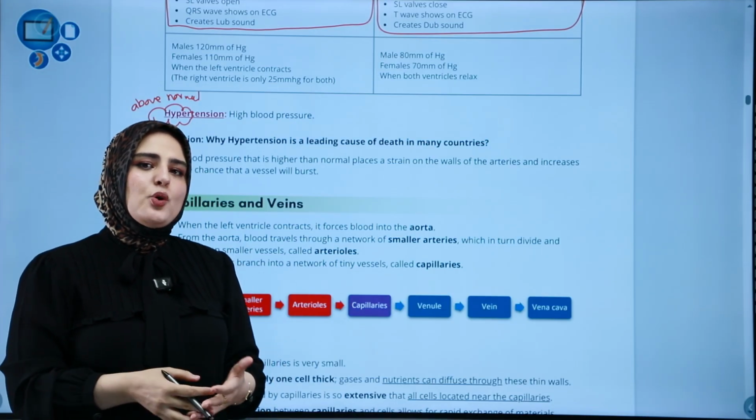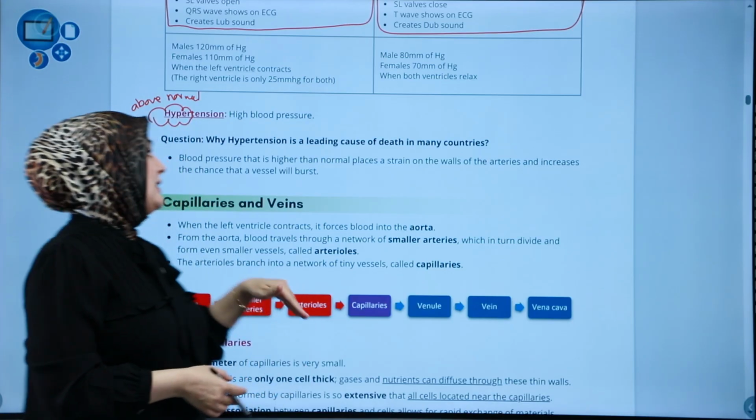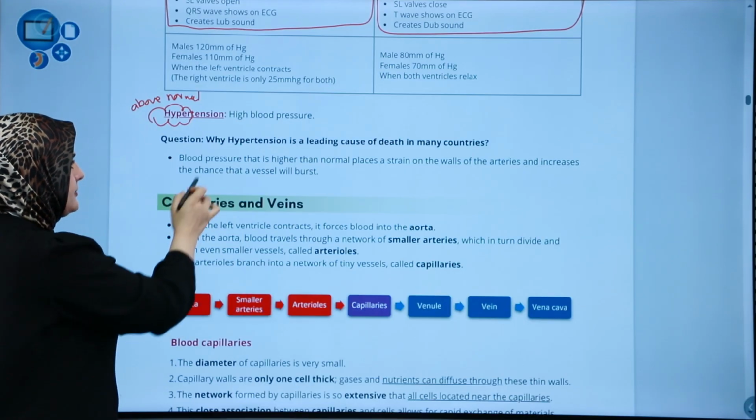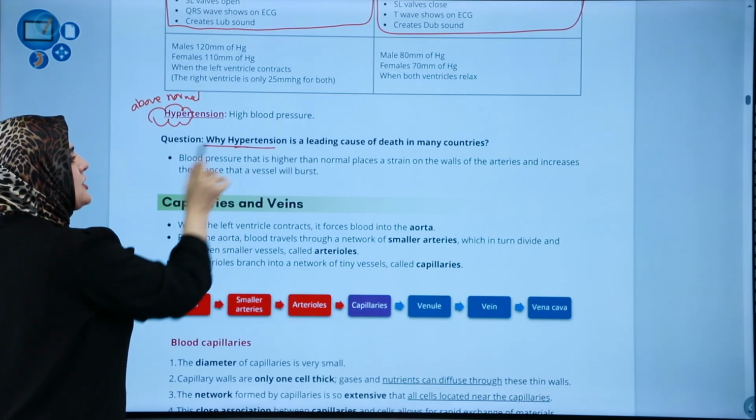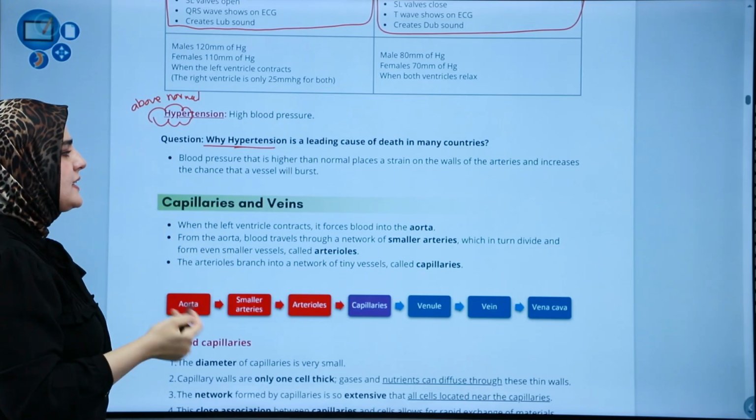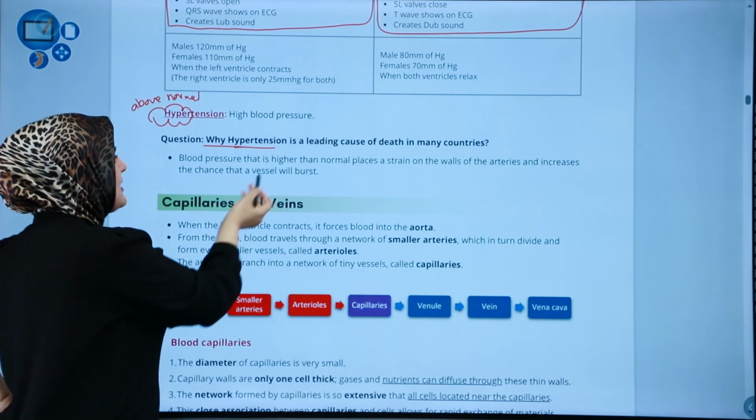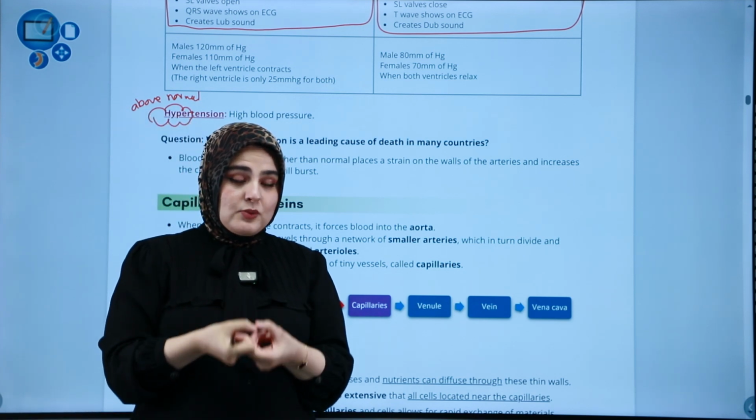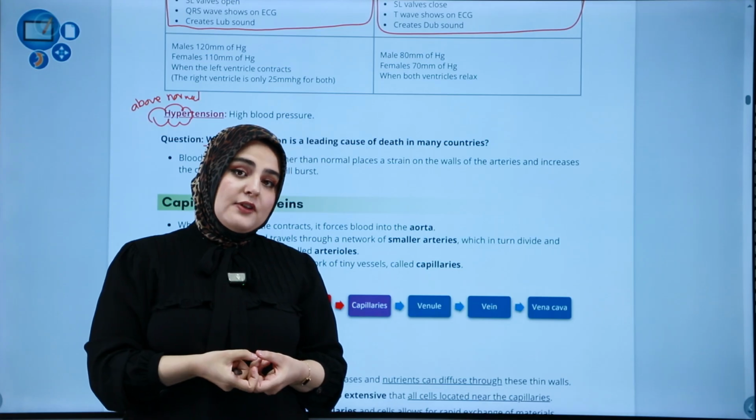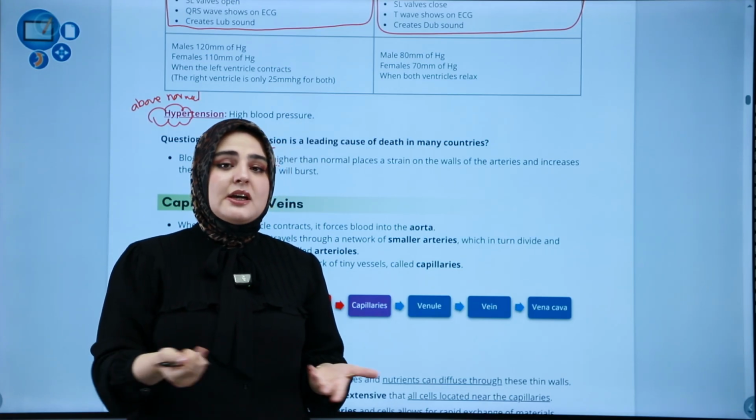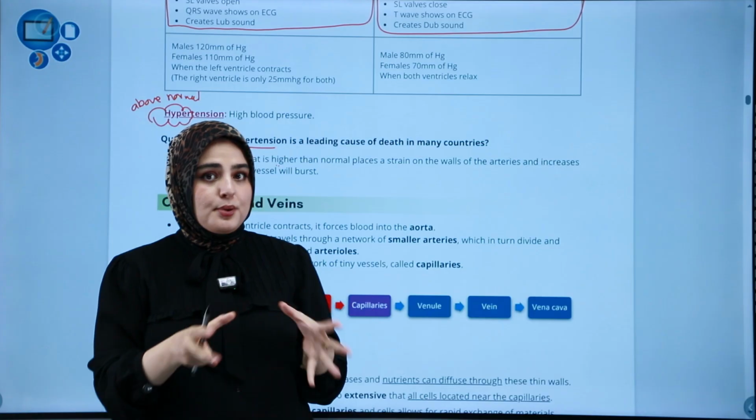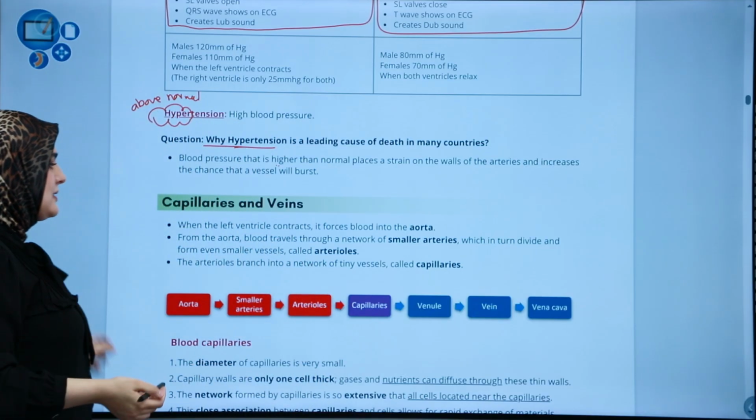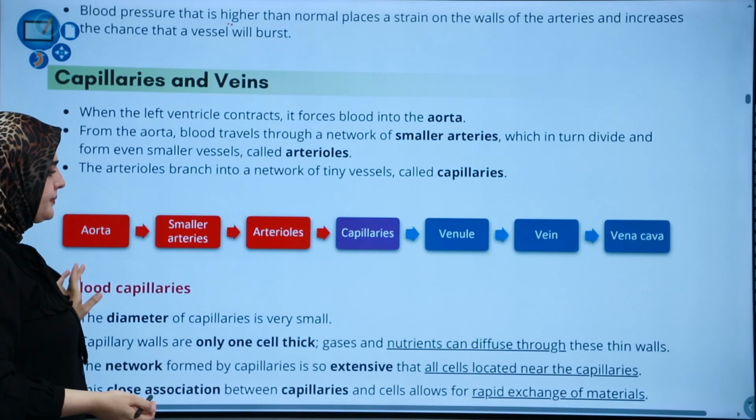And throughout this book, we're going to learn a lot of times when the heart pressure is increasing. Okay, and we're going to write it again. Why is hypertension a leading cause of death in many countries? See, if the blood pressure is too high, more than normal, remember when we said that the elastic walls of the arteries are going to expand? They might not withstand it, and they might burst. That bursting is causing what? Heart attack. And this is what kills a lot of people.